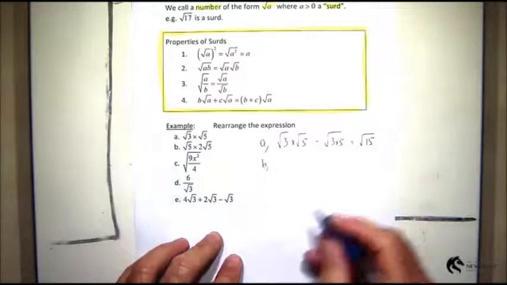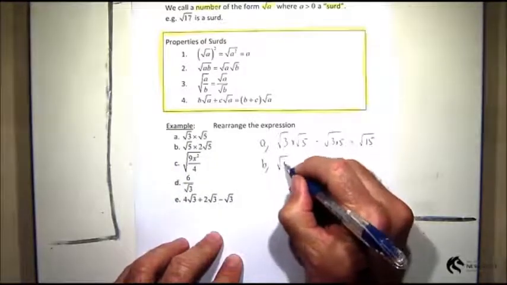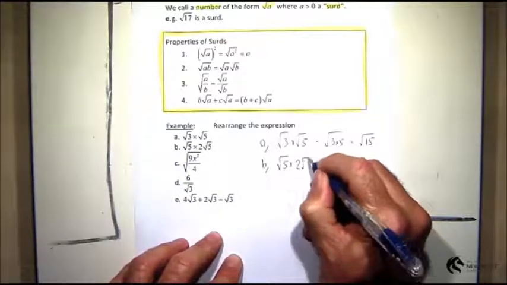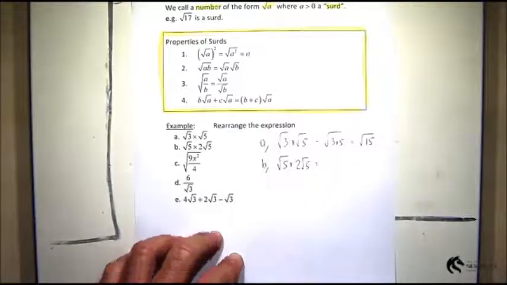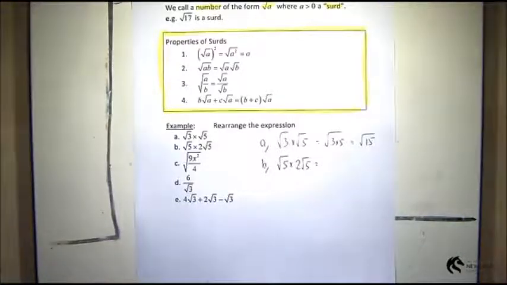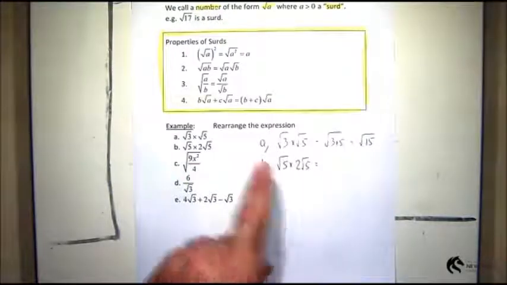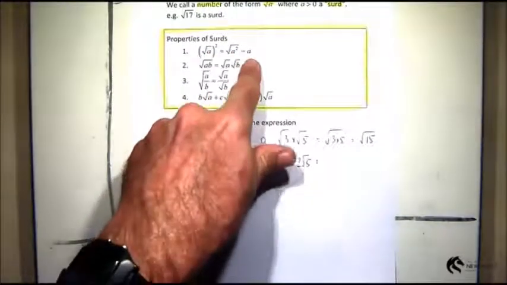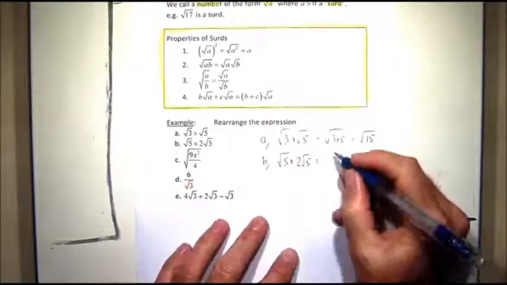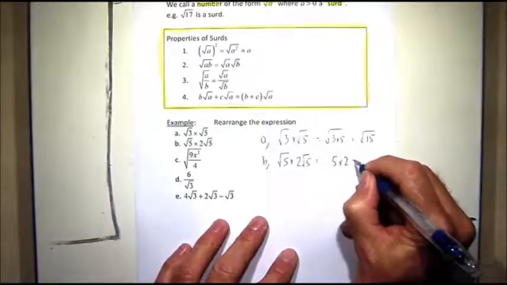Part B says, I've got the square root of 5 times 2 times the square root of 5. Now we know that the square root times the square root just gives the number itself. So that just gives me 5 times 2, and so I get 10.